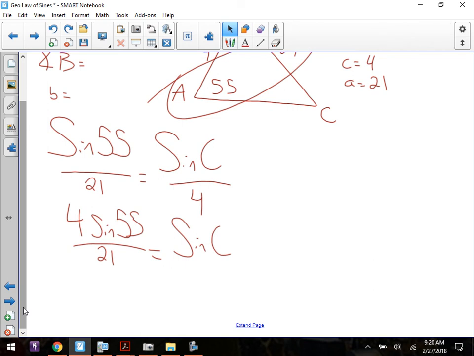Means we have to press some buttons. Four sine 55 divided by 21. Before I do my inverse, everybody getting 0.156? Okay. Now to get the angle, this is when we have to do our second sine of the answer. And we get 8.98. Okay with that? Right, when I round to 2 decimals.